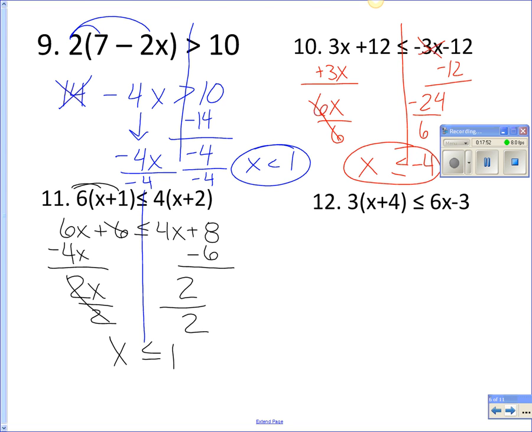One. Okay? All right, so your sign just drops down on that one because you divided by a positive. Okay? And number 12, 3 parentheses x plus 4 is less than or equal to 6x minus 3.